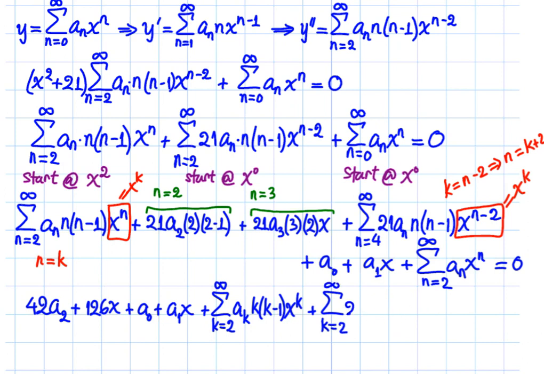We have 21 a sub k plus 2, because that is n, k plus 2, k plus 2 minus 1 is k plus 1, x to the k. Now you see that we do have, starting from k equal to 2, x to the k. Certainly we can combine the series that way, not before.